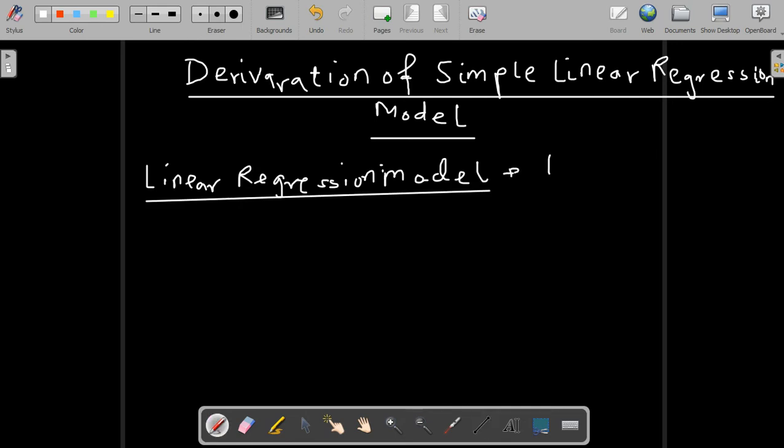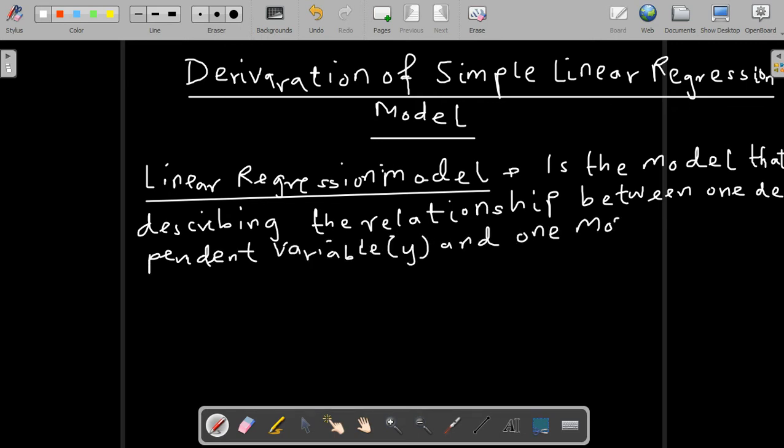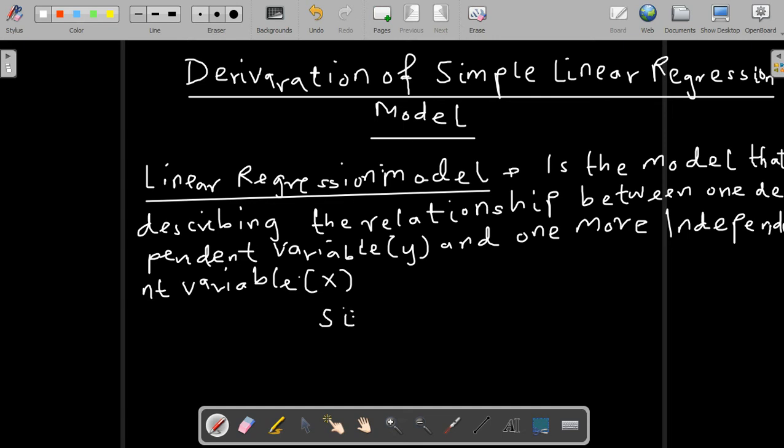Now let's start by looking at what the linear regression model is. A linear regression model is a model that describes the relationship between variables. It can be one dependent variable and one independent variable, or more than one independent variable. So we look at the relationship between one dependent variable and one or more independent variables in the model, whereby x is the factor that is considered to affect the results y, which is the dependent variable.